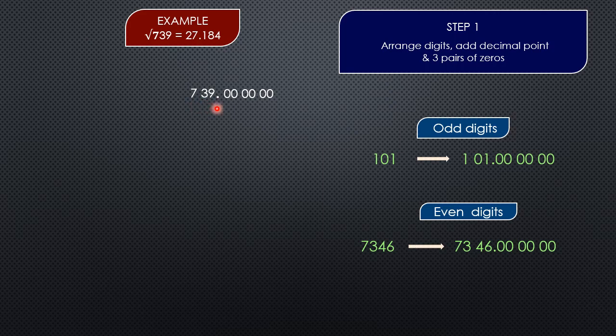with a decimal point and 3 pairs of 0. We are adding 3 pairs of 0 because we are approximating the square root value to 3 decimal points. If you want to have more approximation like 4th or 5th digit, then we may have to add more zeros accordingly. Draw the blue line as shown in this figure to start the long division process.